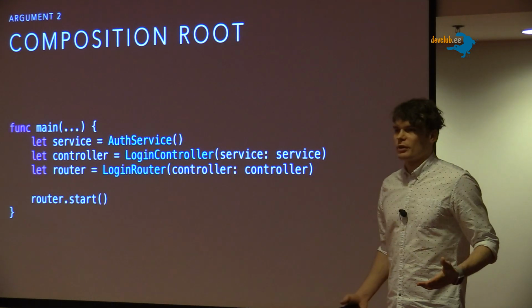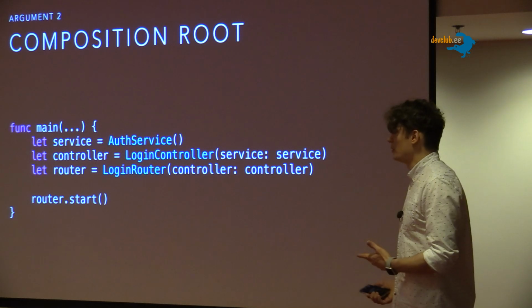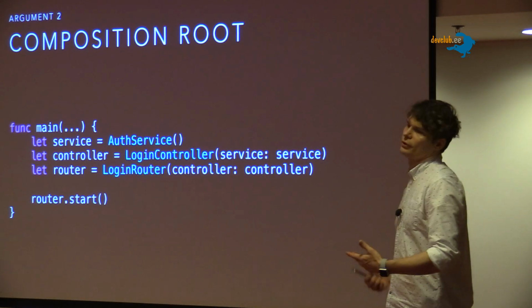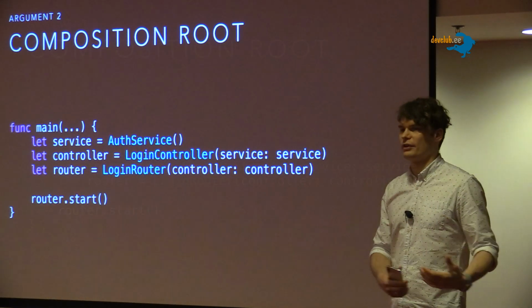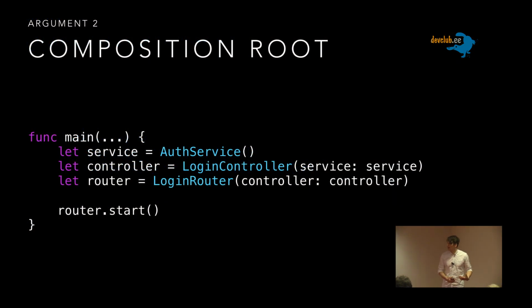Now, a really simple composition root would look like this. It's a simple main function which takes some arguments, and you construct your object graph here. You initialize everything if you can, and you start doing something. Put things in motion. So in this case, it's really simple. We initialized the authentication service, passed it to the login controller, thus resolving the login controller, passed the controller to the login router, thus resolving the router, and started the router. A really simple composition object graph.